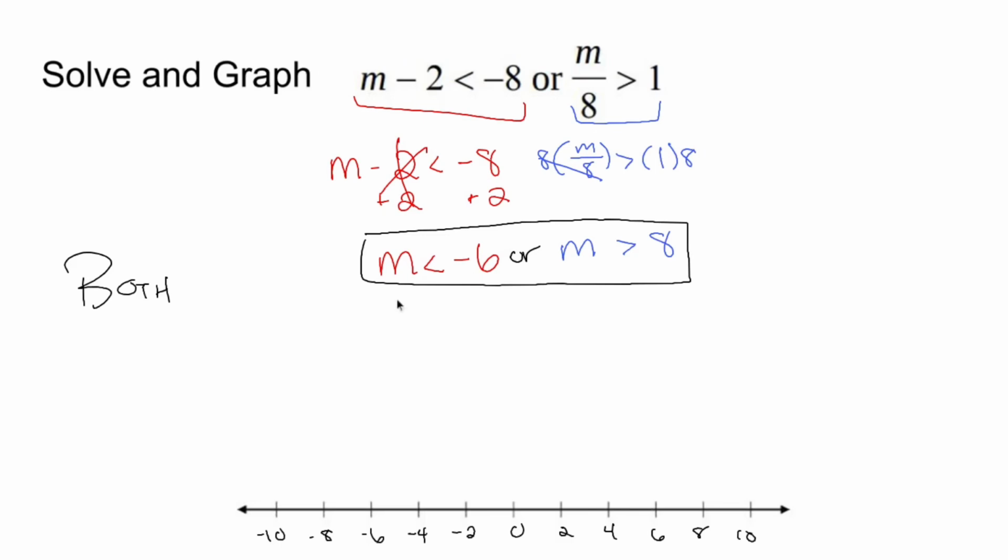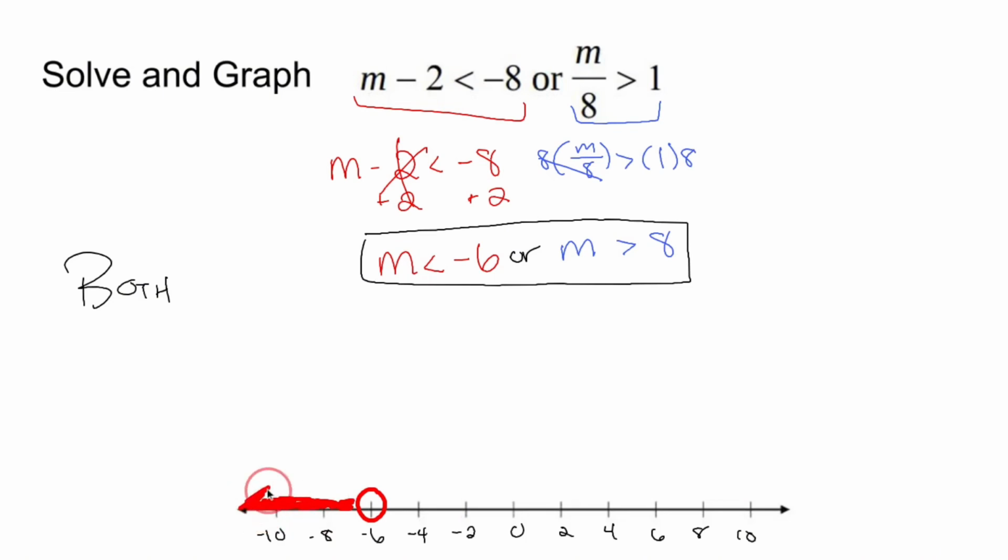And then you graph each one on the same number line. So m is less than negative 6 means I put a circle at negative 6. I don't fill it in because you don't count negative 6. And you care about all of the numbers smaller than negative 6, so you're going to graph, or rather shade, to the left of it.